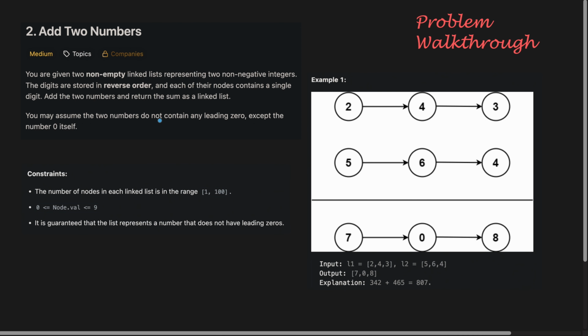Also, numbers contain no leading zeros unless the number is exactly 0. Our job is to add the two numbers and return the sum as a linked list. Now let's trace through the example.